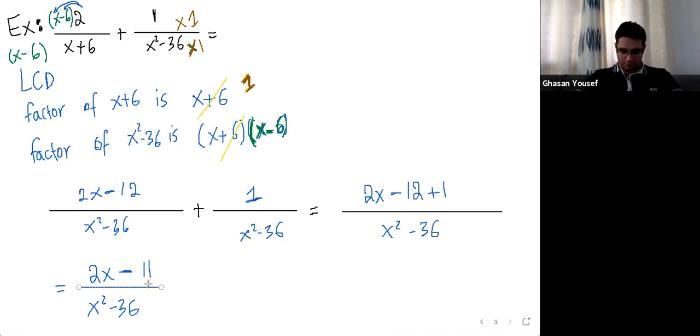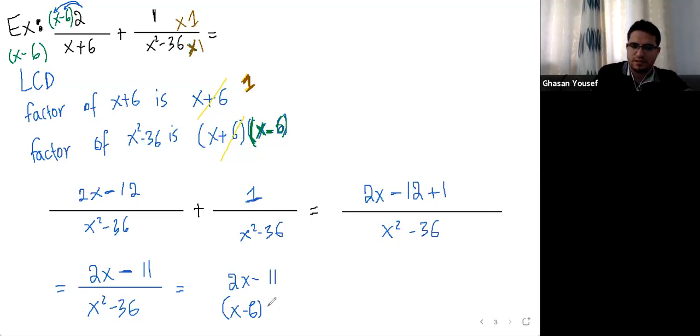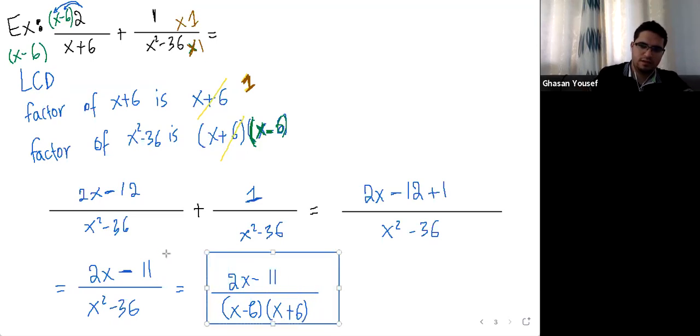You still have to factor the denominator into x minus 6? No, we don't need it. The question is whether to factor. Okay, you can factor it or you can keep it the same like this. If you want to factor it, you can write it as 2x minus 11 over x minus 6 times x plus 6. So you can write it as this or as this.